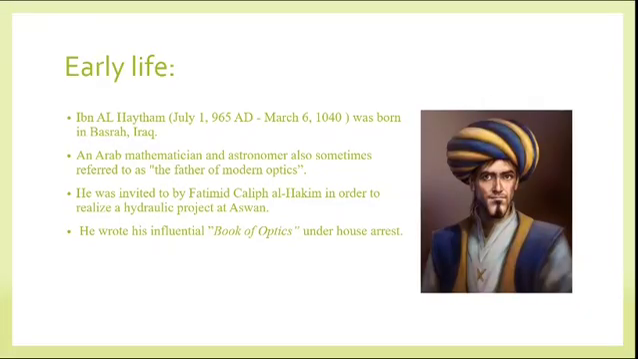Ibn al-Haytham was born on July 1st, 965 AD and died on 6th March 1040 AD. Ibn al-Haytham was born in Basra, Iraq. Ibn al-Haytham, also known as the father of modern optics, was invited by the Fatimid Caliph al-Hakim in order to realize a hydraulic project in Aswan. He wrote a book about his knowledge and the name of the book is Book of Optics.